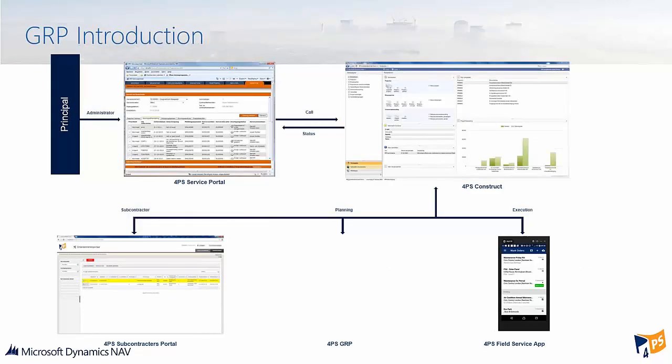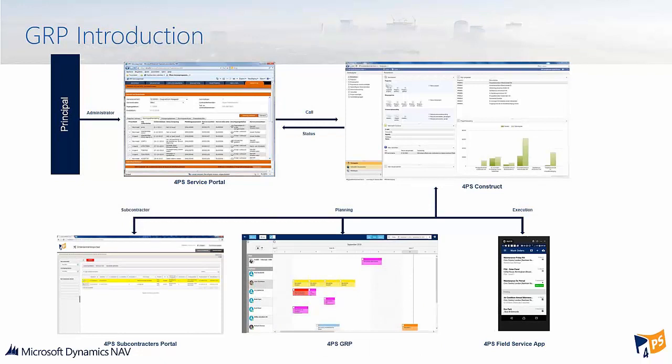Just as a brief introduction, the GRP fits into the map there at the bottom. You saw it appear. This map is basically taking you through various components that make up what we call a sort of cooperation model of 4PS. In this case, it's related to service. So top left, you've got the service portal, which links into the top right, which is the 4PS construct itself. And 4PS construct has a direct link into this planner.